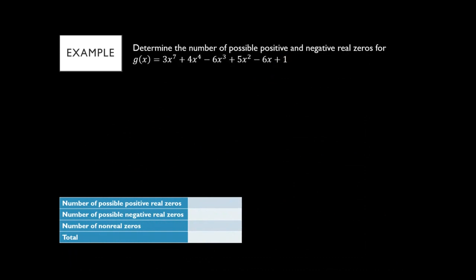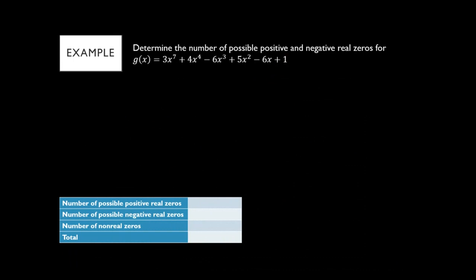So let's look at this second example. Determine the number of possible positive and negative real zeros for g of x equals 3x squared plus 4x to the 4th minus 6x cubed plus 5x squared minus 6x plus 1. It doesn't specify the number of complex or non-real zeros, but I do it anyway just for completeness.